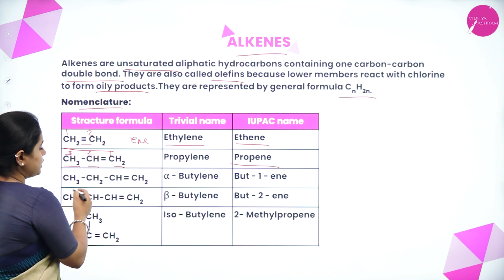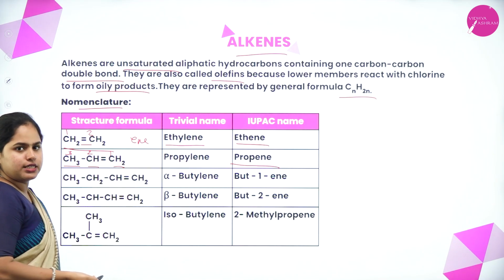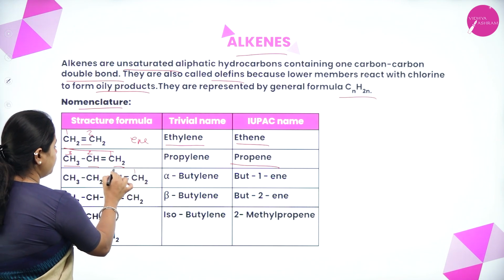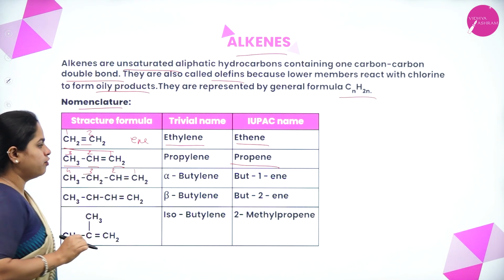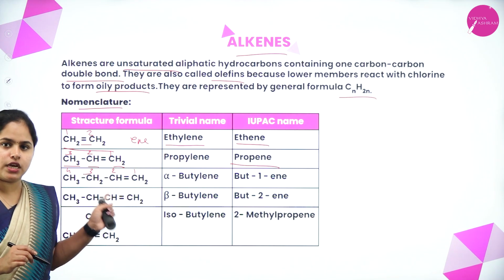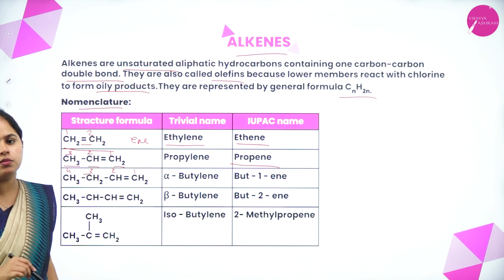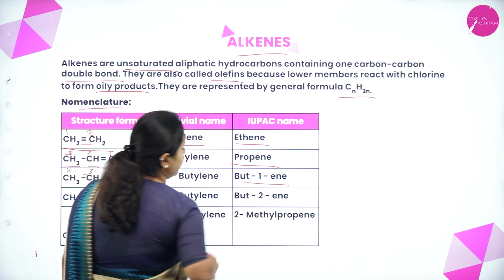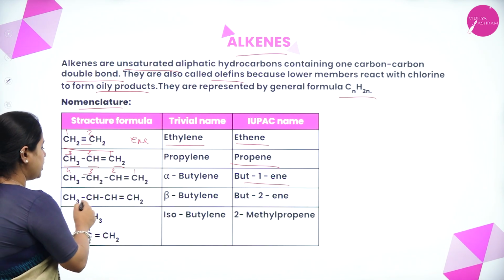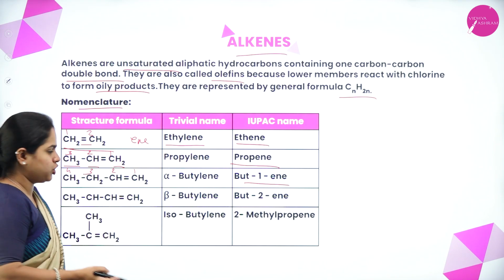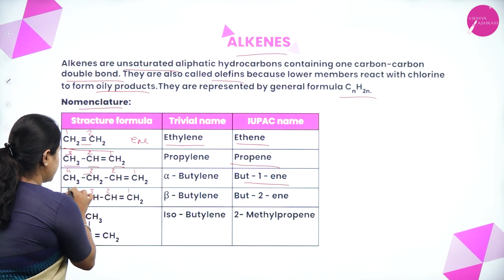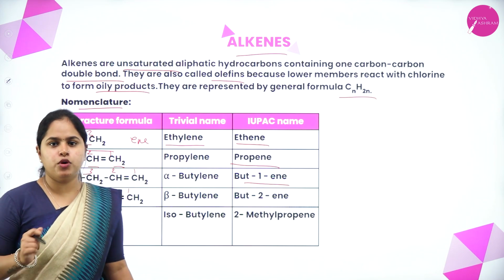Now the next one is CH3-CH2-CH=CH2. Again the double bond is here, so 1, 2, 3 and 4. How many carbon atoms are there? 4. So the root word is but and the double bond is present on the first carbon atom. So but-1-ene. The next one, CH3-CH=CH2. Again, we start numbering from this direction. So again, it is but-1-ene.